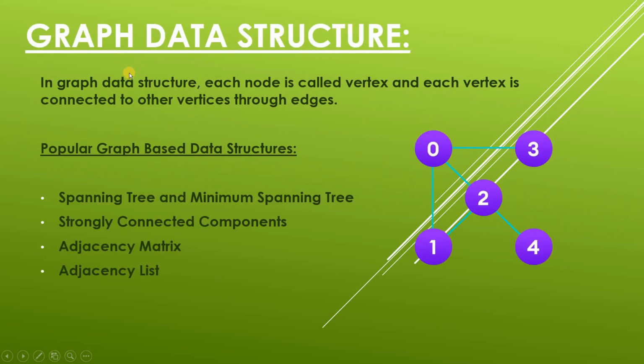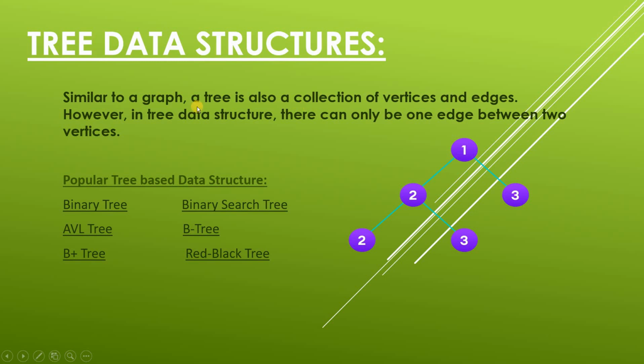Now, graph data structure. In graph data structure, each node is called a vertex and each vertex is connected to the other vertices through edges. Popular graph based data structures are spanning tree and minimum spanning tree, strongly connected components, adjacency matrix, and adjacency list.